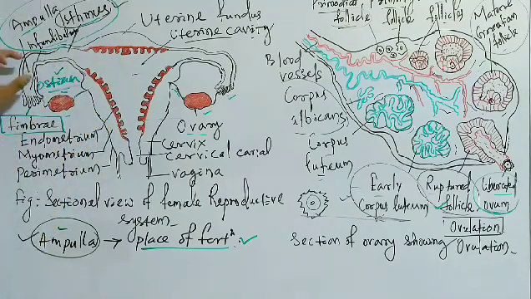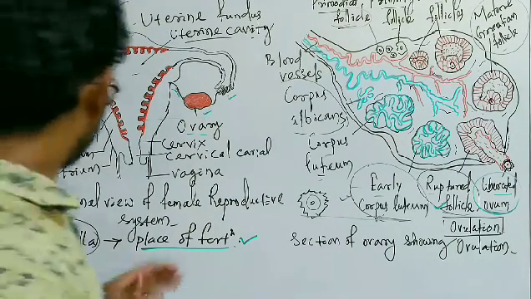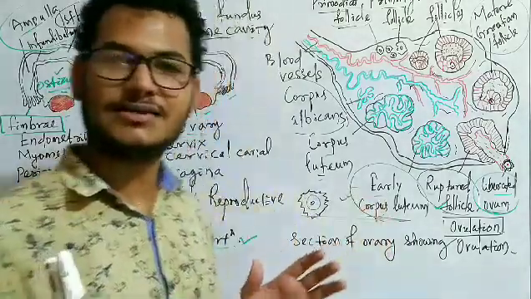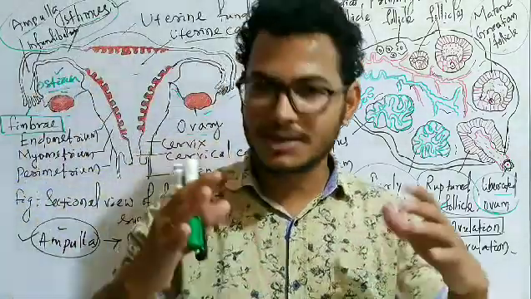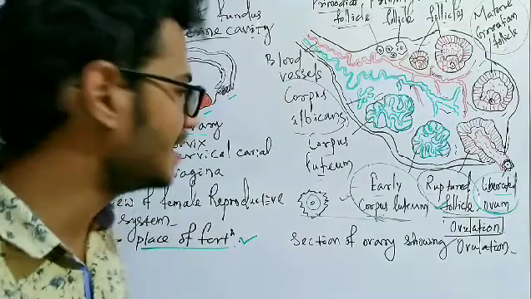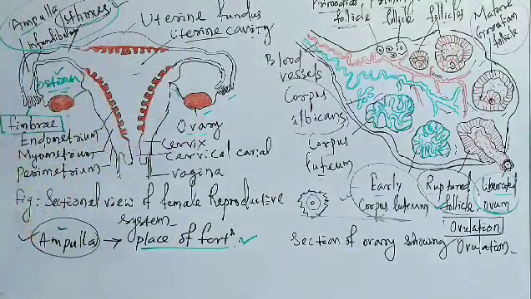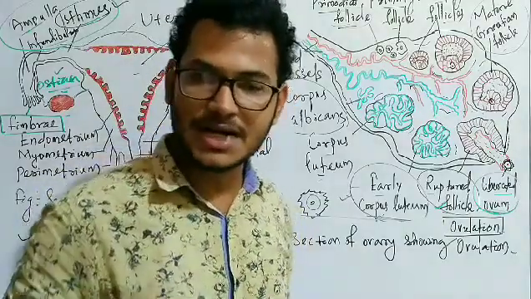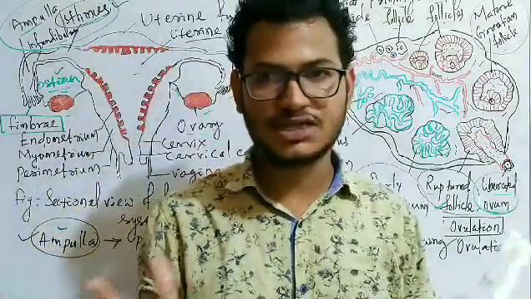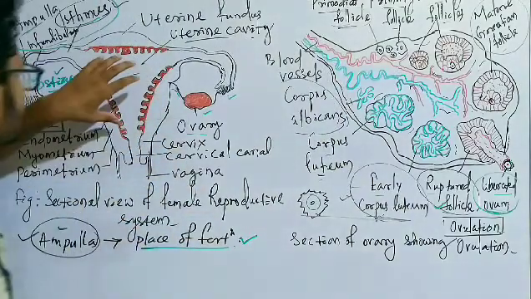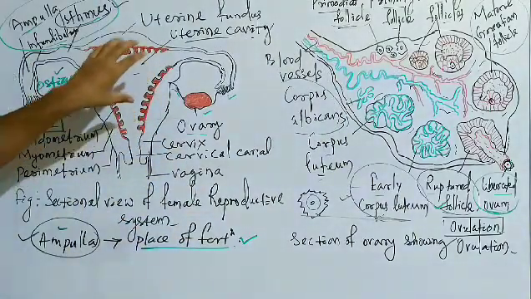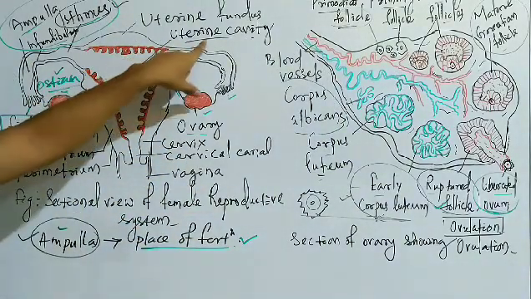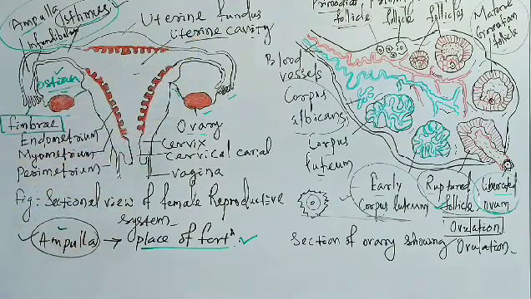So it is a very important structure in the female reproductive system. After the oviduct, or the fallopian tube, or we can also call it the uterine duct, the next very important part in the female reproductive system is the uterus. The uterus is the largest part, where the child grows, also known as the uterine cavity.